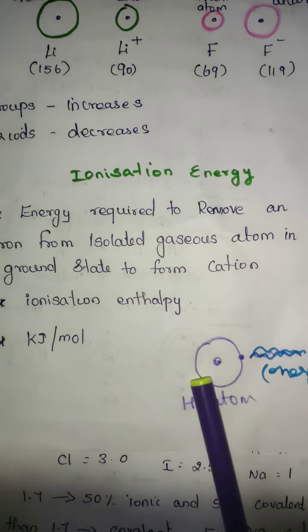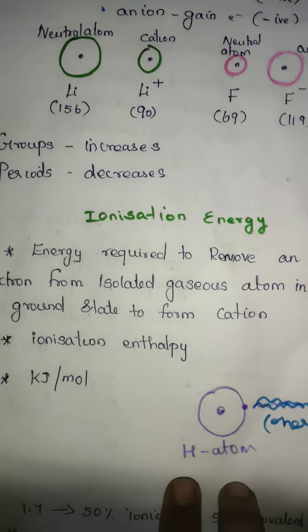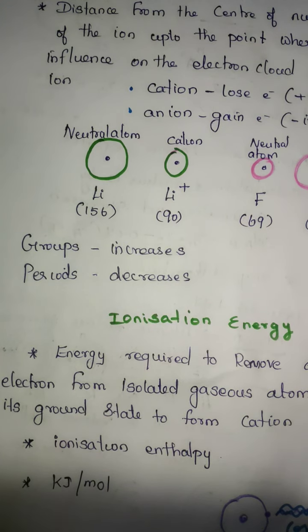For a gaseous atom, the energy required to remove the electrons from the valence shell is called ionization energy. Energy can also be called enthalpy, so we can call it ionization enthalpy. Have you understood? The energy required to remove an electron from its valence shell for a gaseous atom in ground state, that is from neutral state. An atom is neutral and you want to remove an electron from the valence shell. How much energy we apply for that is called ionization energy.